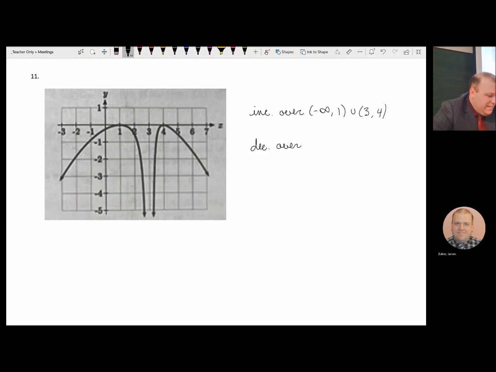Where's it decreasing? And the union, 4 and infinity. Yep, that's what I'd go with.